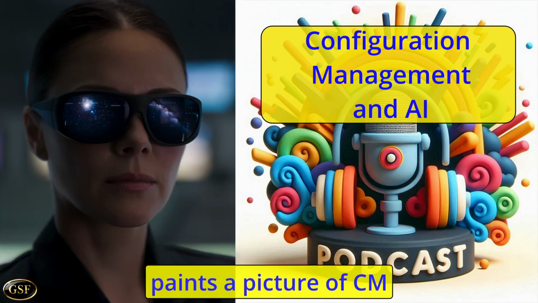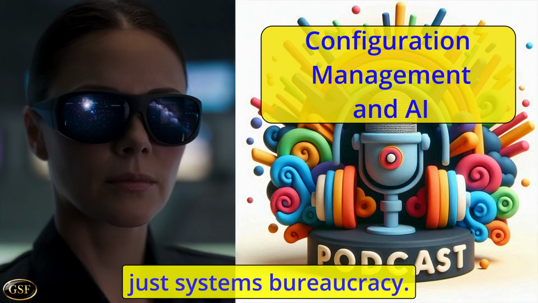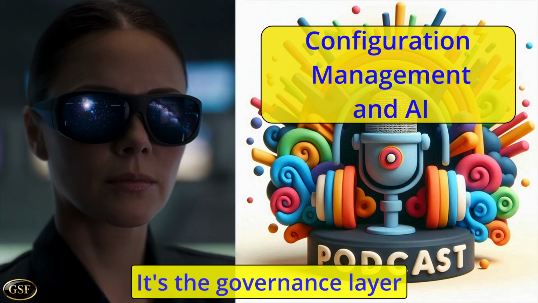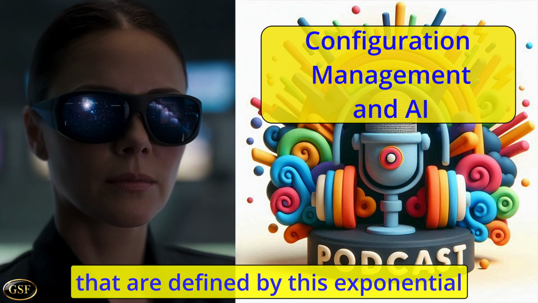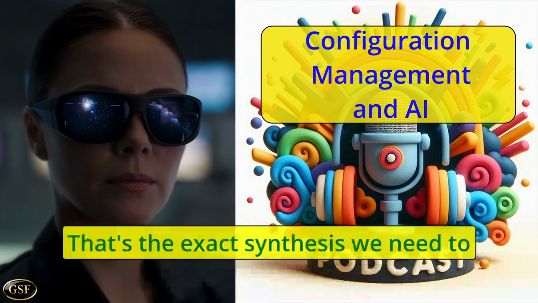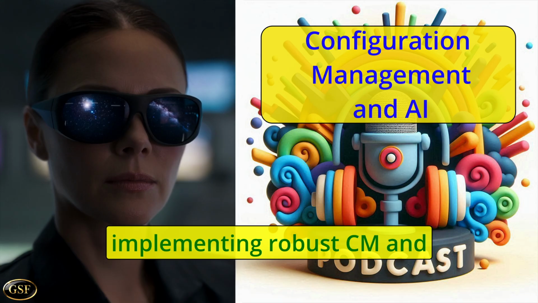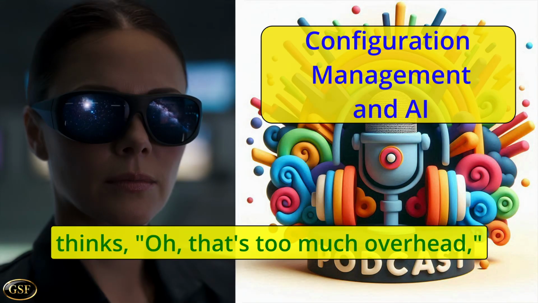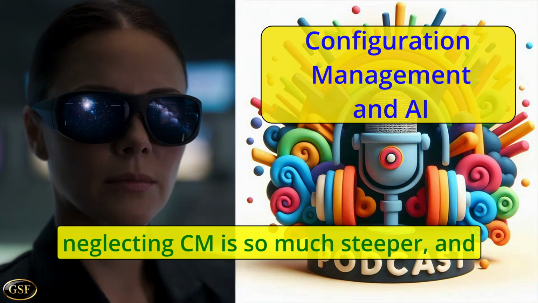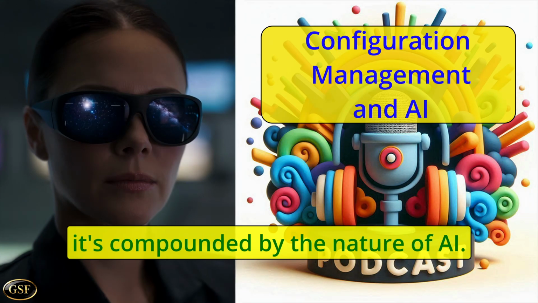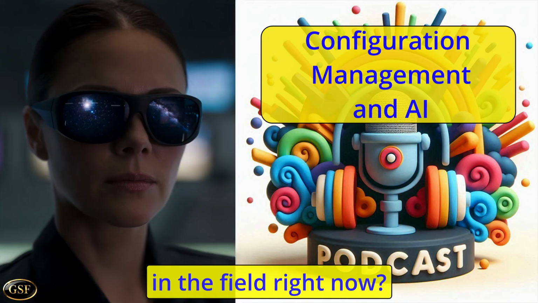This whole conversation paints a picture of CM being so much more than just systems bureaucracy. Yeah. It's the governance layer you need to manage systems that are defined by this exponential complexity and velocity. That's the exact synthesis we need to draw. If an organization looks at implementing robust CM and thinks, oh, that's too much overhead, they are completely missing the point. The cost of neglecting CM is so much steeper, and it's compounded by the nature of AI. What is the practical impact of that neglect? What are you seeing in the field right now?